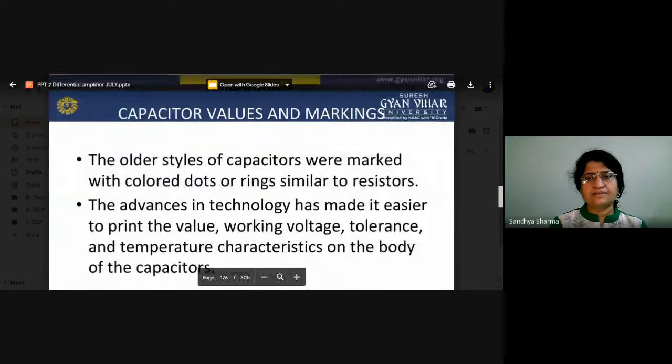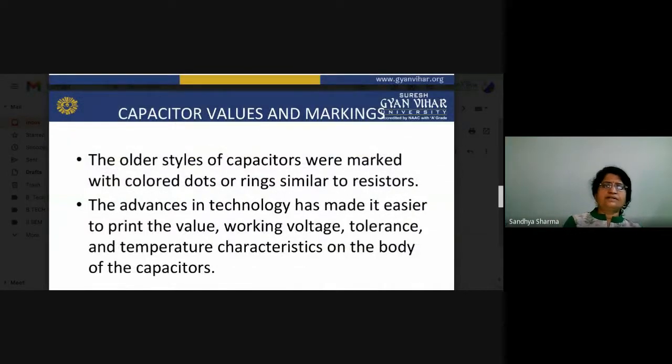Now we will see capacitor value and marking. In the older style, capacitors are marked with color dots or rings, similar to the resistor. We also sometimes use color strips on our components. But advances in technology have made it easier to print the value, working voltage, tolerances, temperature coefficients, or characteristics on the body of our capacitors.